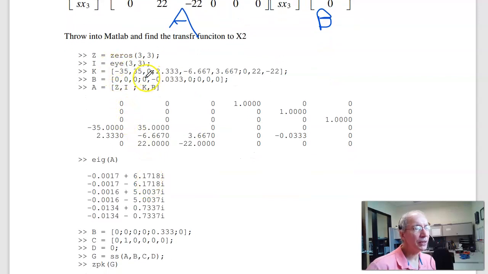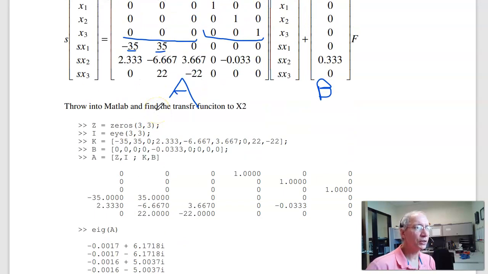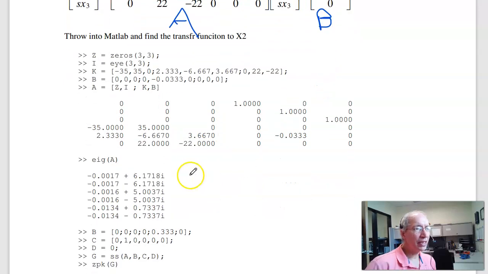So input the A matrix, and I just did it as the zeros matrix, identity matrix. Call that K, your spring matrix, your friction matrix. Put it all together, A. However you want to do it, it's your pick. Get that into MATLAB. And just as a check the eigenvalues. This is a passive system, so it should be stable. And it is, so there's your poles, that's the eigenvalues.